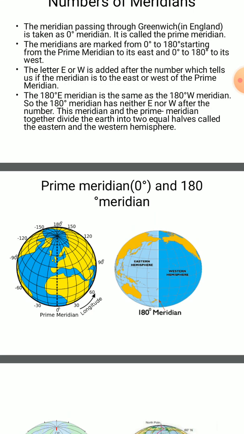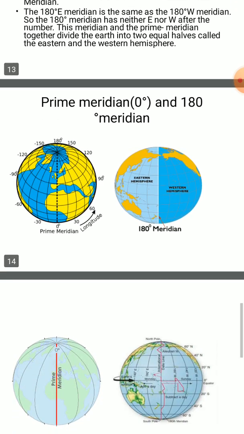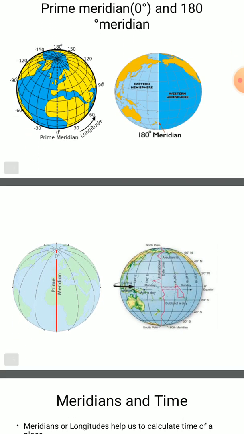Children, we should always remember that we neither write E nor W with 180 degree meridian because 180 degree west and 180 degree east meridian is the same longitude. In this picture, you can see that international dateline or 180 degree longitude is not a straight line. It is in a zigzag form.